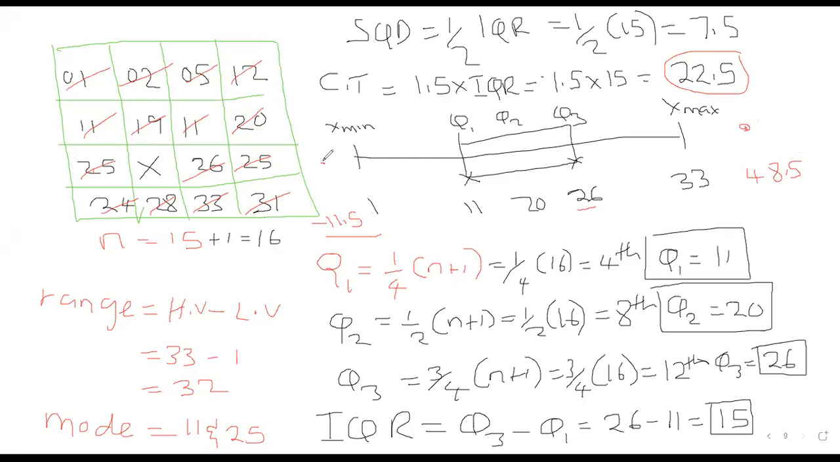Then we identify outliers. Do we have any outliers in this case? No. All the numbers are within the extreme values. So this is where our descriptive statistics for the ungrouped data ends.